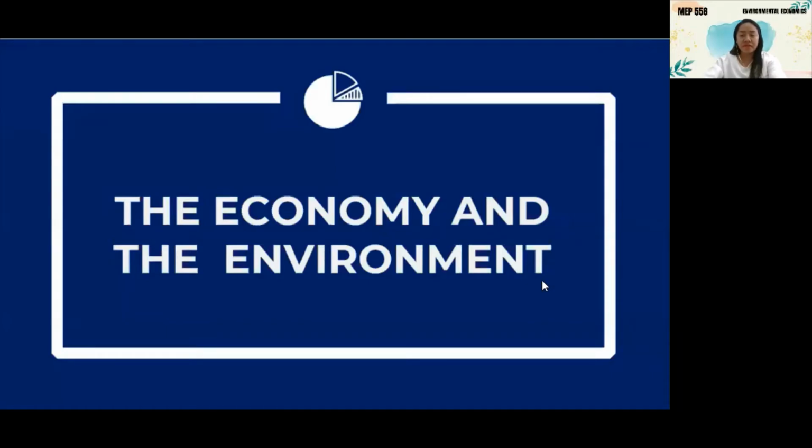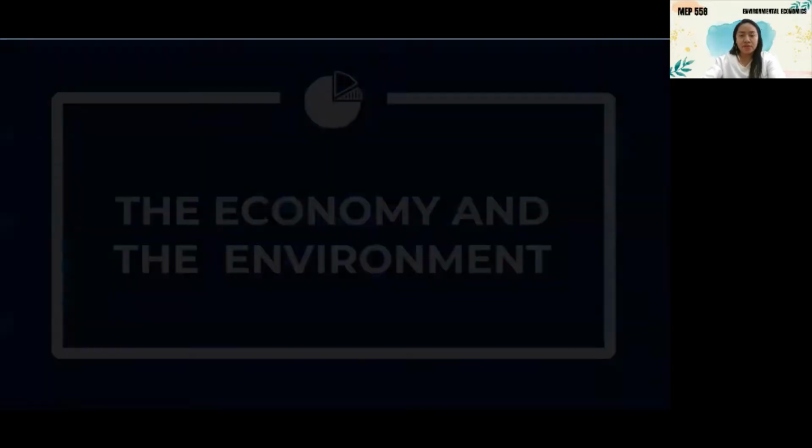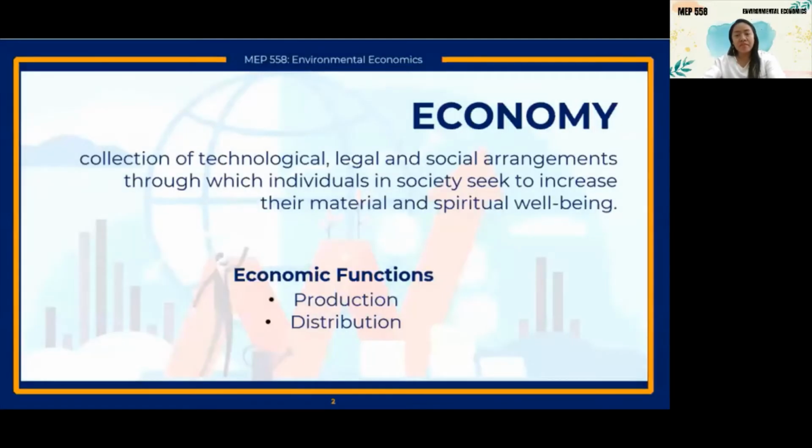Let us begin by considering in general the ways in which the economy and the environment are interlinked. So that is why we have this topic today, the economy and the environment. Talking about the economy, it refers to the collection of technological, legal, and social arrangements through which individuals in the society seek to increase their material and spiritual well-being.